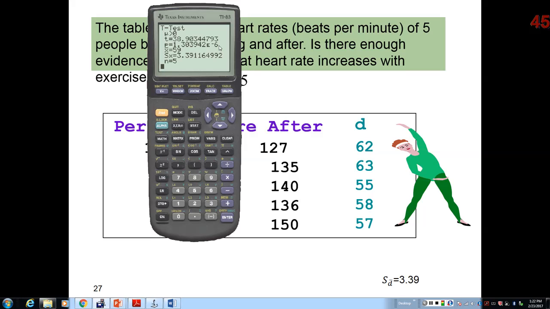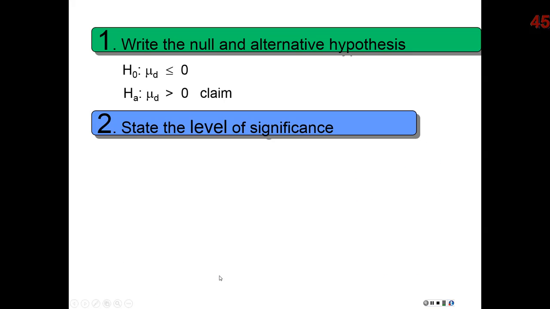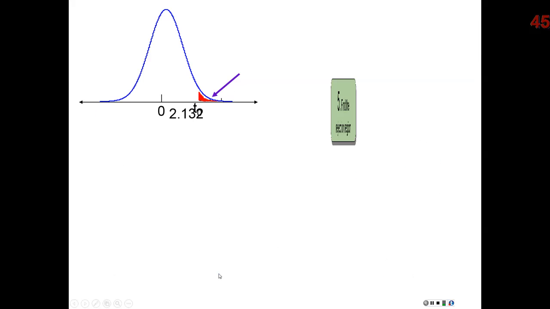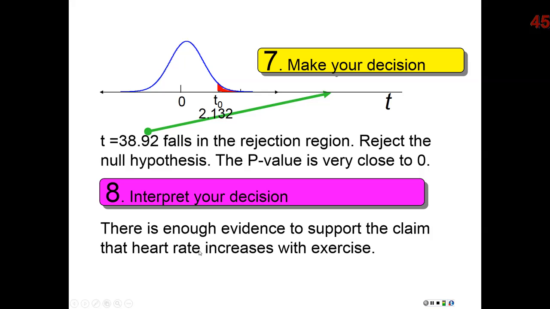If your P is low, what do you do? Reject the null. So I'm going to reject the null and say, yes, I have enough evidence to support his claim that exercise does increase heart rate. Okay? So I do have enough evidence. There is enough evidence to support the claim that the heart rate increases with exercise. Okay, so any questions on this? Okay, so basically that is chapter 9.